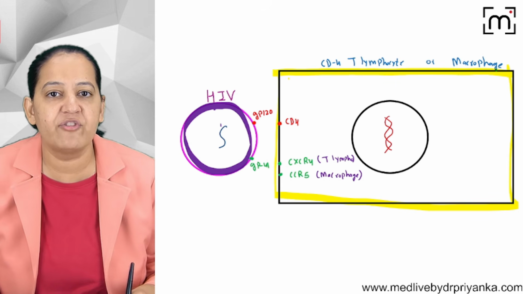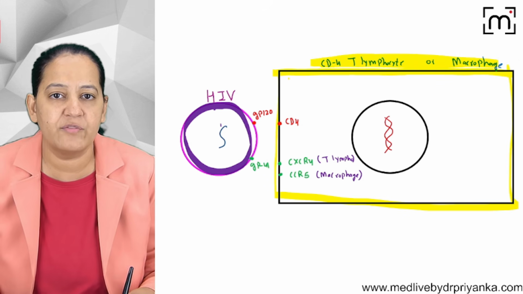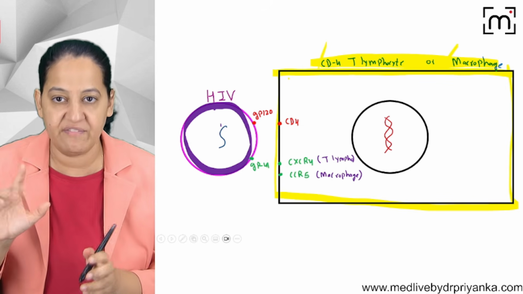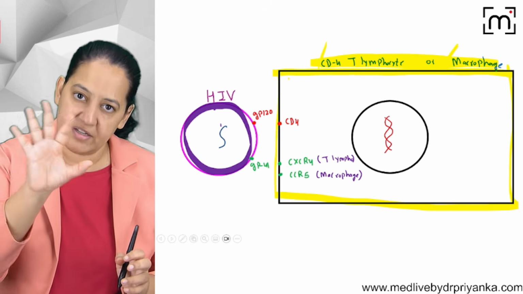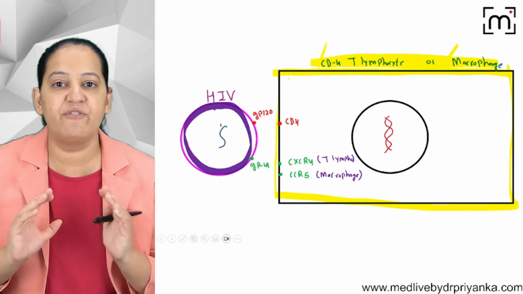The host cell is either a CD4 lymphocyte or a macrophage of the human. You can see this is the host cell and this is the virus. Whenever the HIV virus enters the blood of a human, the target cell is a CD4 lymphocyte or macrophage of the human. First attachment takes place and then fusion takes place.